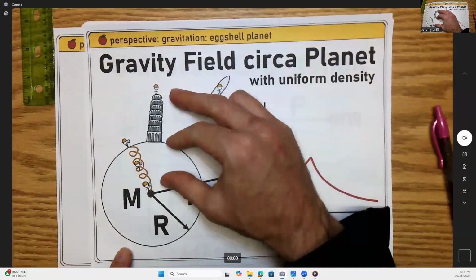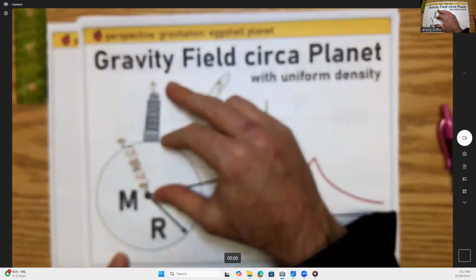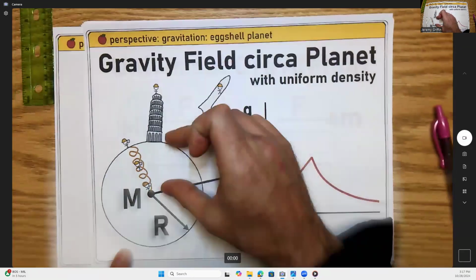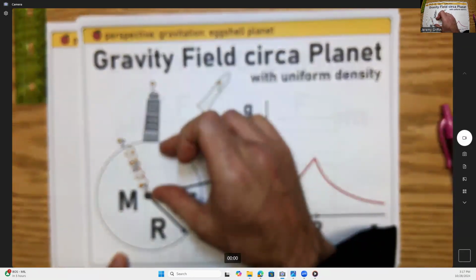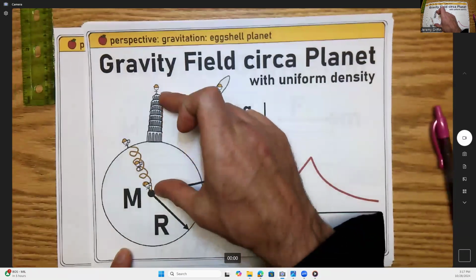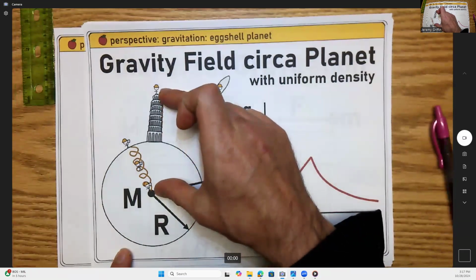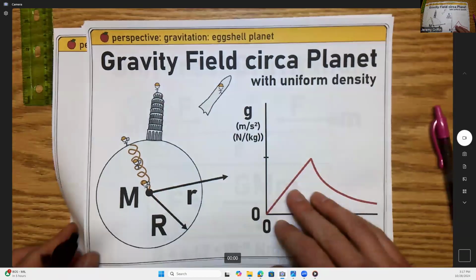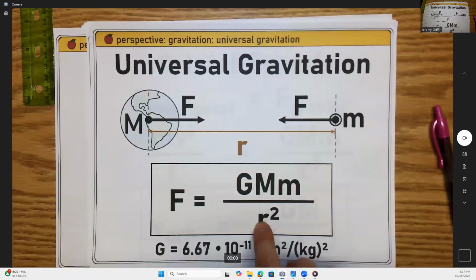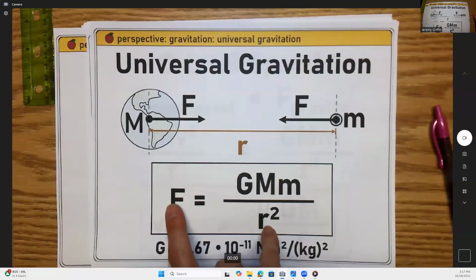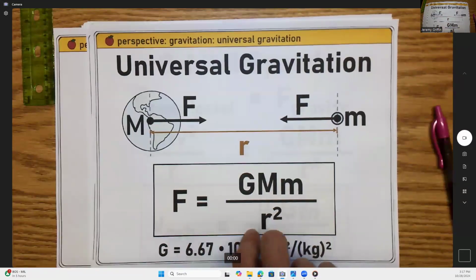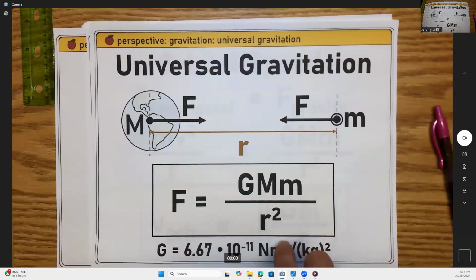You remember this guy? If you're on top of a ladder that's 1 Earth radius tall, what's happened to your distance from the Earth? You're how many times as far away? Twice as far. And if you double your distance r, what happens to the gravity force between you and the Earth? A quarter, because 1 over 2 squared is 1/4.